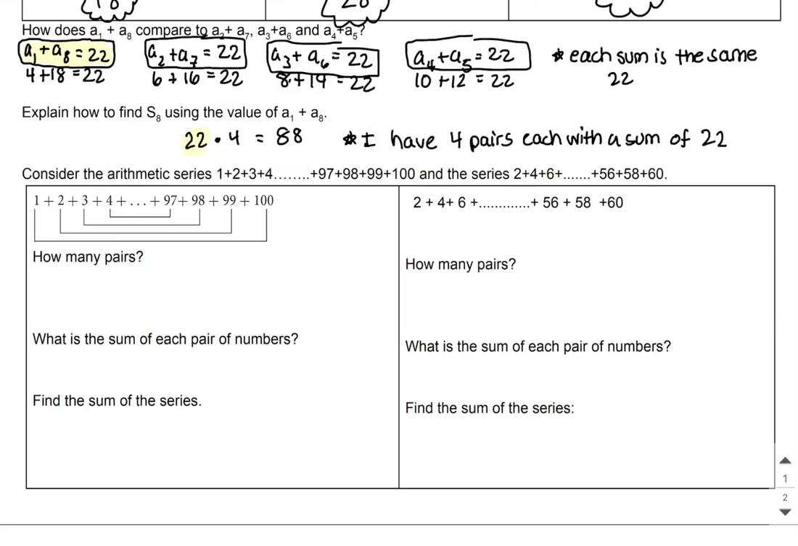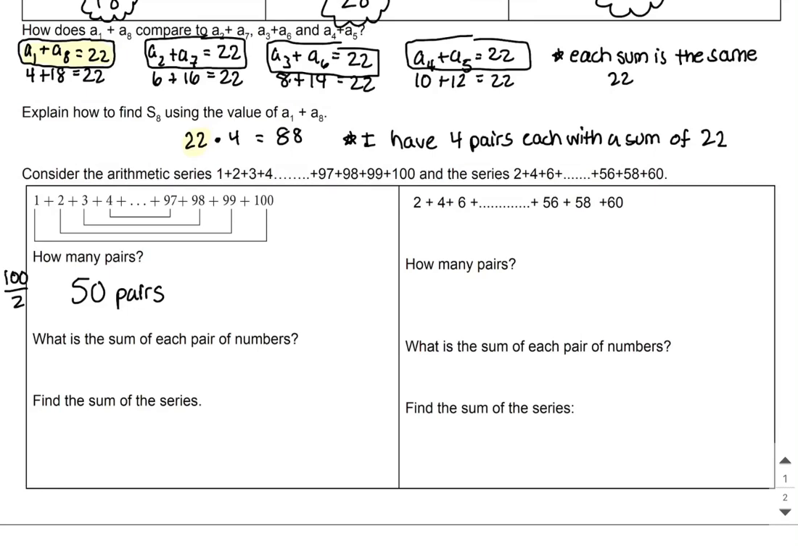And if I do that pairing, I want to know how many pairs I have. Well, I can always find how many pairs I have by taking the number of terms that I have, and in this case, that would be 100 since I'm counting by 1 each time, and I'm going from 1 to 100. I have 100 numbers, and divided by 2, that gives me 50 pairs. So I know that's 100 divided by 2, since I have 100 numbers there.